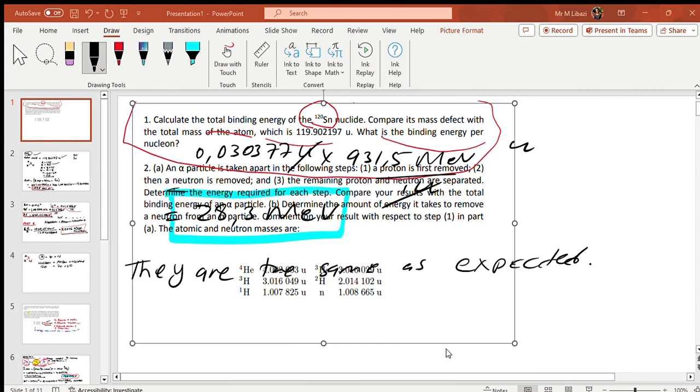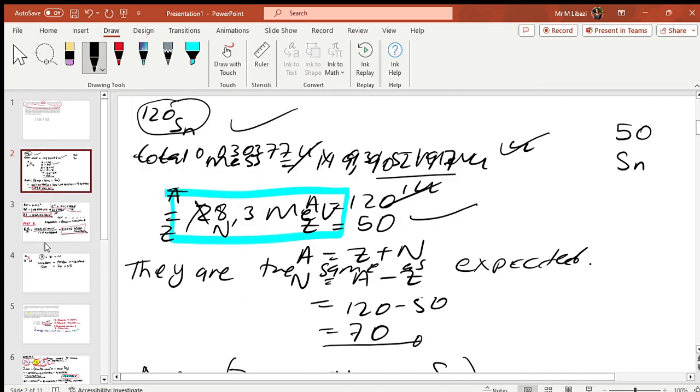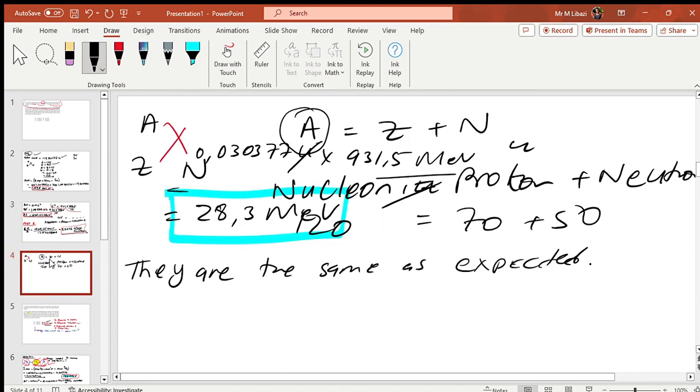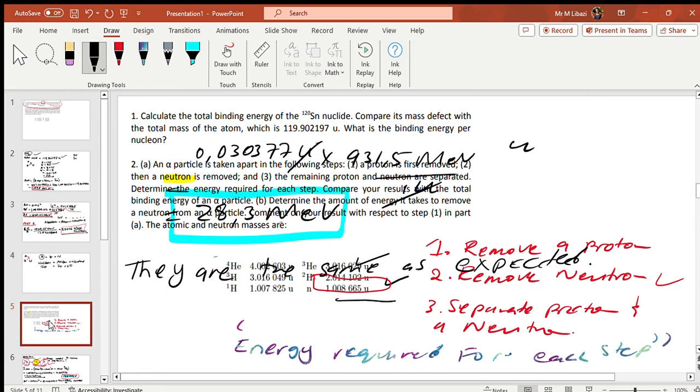Let me check where we removed the hydrogen. Yeah, something happened with the slide. But yeah, I think that's it.